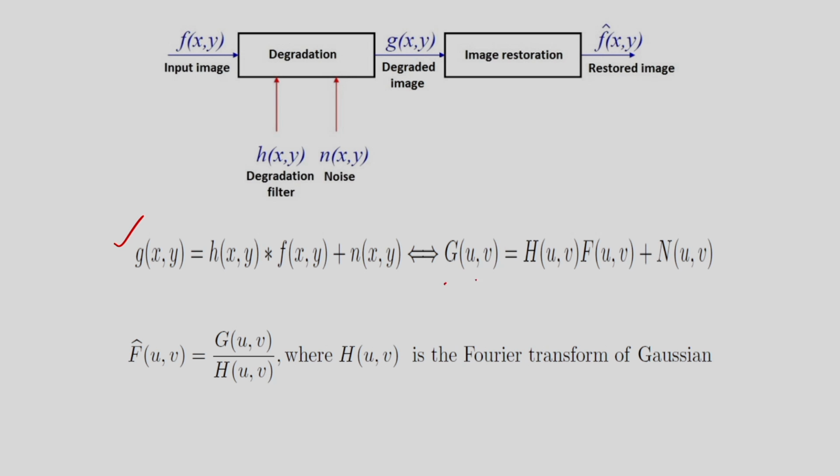In frequency domain, I can represent like this, because convolution in the spatial domain is equivalent to multiplication in frequency domain. So G(u,v) is equal to H(u,v) into F(u,v) plus N(u,v). And in this case, what is this approximate F(u,v)? That is G(u,v) divided by H(u,v). What is H(u,v)? H(u,v) is the Fourier transform of the Gaussian.